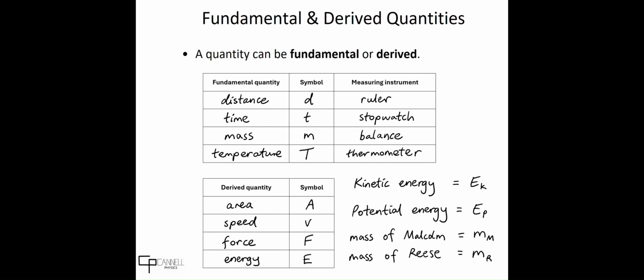So in summary, quantities can be fundamental or derived, and there are commonly used symbols for these. They can be the first letter of the word or not. They can be lowercase or capital, and they can have subscripts as well when you want to distinguish two or more quantities of the same kind.